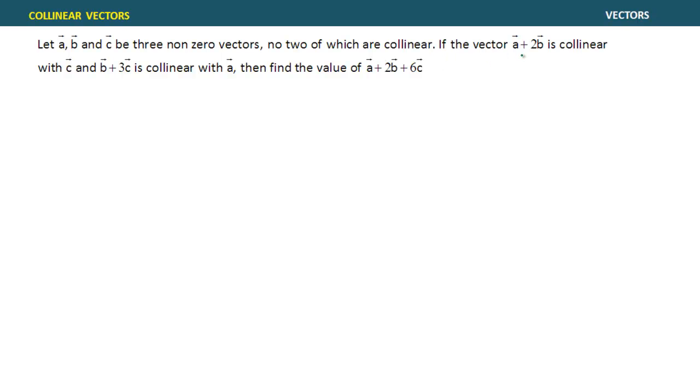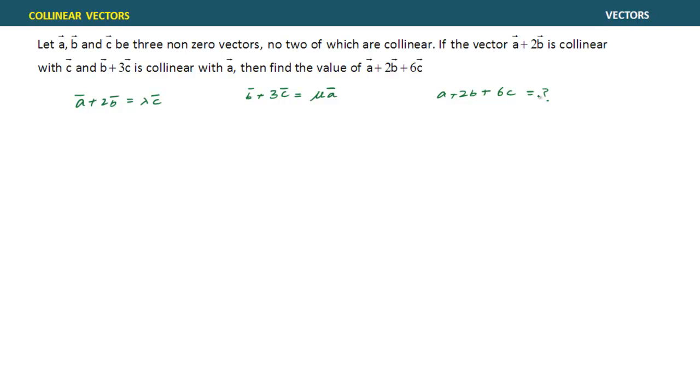If the vectors a plus 2b is collinear with c, so now this is given that the a plus 2b vector is collinear with c, so that means you can say it is lambda times c, right? And it is given that the b plus 3c vector is collinear with a vector, so that means this is mu times a vector. This is also given. You are asked to find the value of a plus 2b plus 6c. You need to find this particular value.